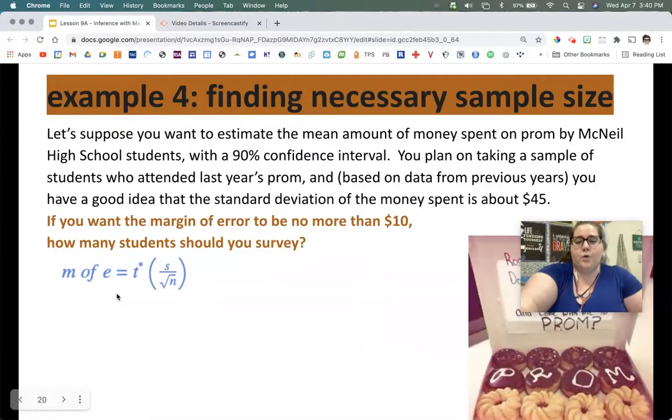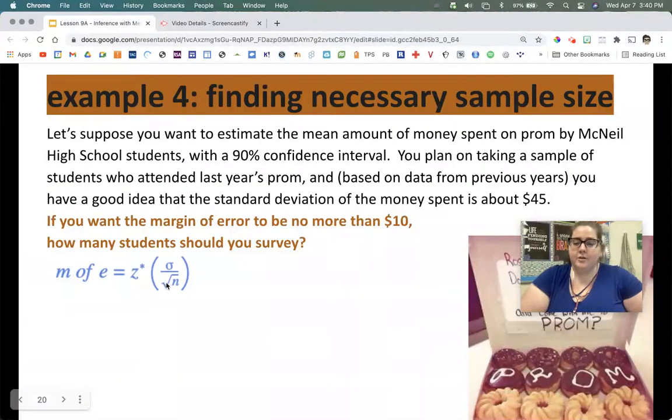So what that means is in order to do this type of problem where we make this estimation for sample size, we're having to use the z version of this formula. So z star times the original population standard deviation, which means that we have to have some idea of the population standard deviation. So that's why it says, based on previous data, we have a good idea that the standard deviation is about $45. So we're trying to get an idea about what the true mean is, but in order to do that, we have to have some clue about the standard deviation. It's really the only way to answer a question like this.